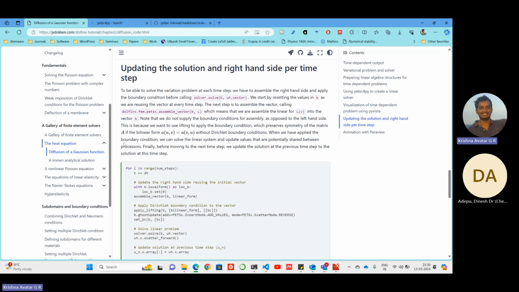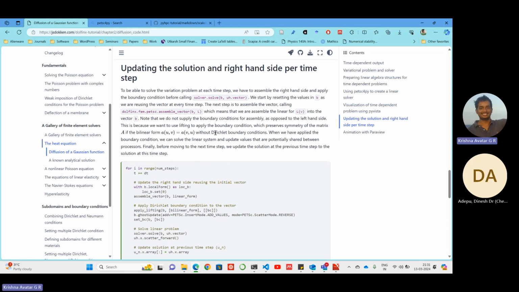When we have applied the boundary conditions, we can solve the linear system and update values that are potentially shared between processors. Finally, before moving to the next time step, we update the solution at the previous time step to the solution at this time step. So many things will be clear as we dig deeper into this DOLFINx, this FEniCS library, right?